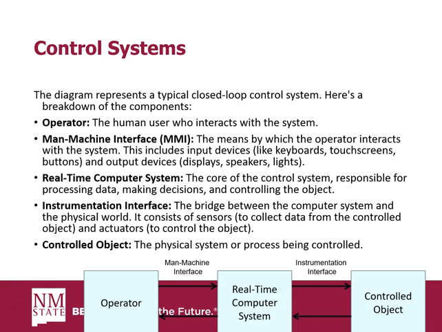Then we have hard real-time. This means the system's deadlines are critical. Missing a deadline can lead to catastrophic consequences. The example given is the fuel injection in a car. If the fuel is not injected at the precise moment, the engine won't run efficiently or could be damaged.